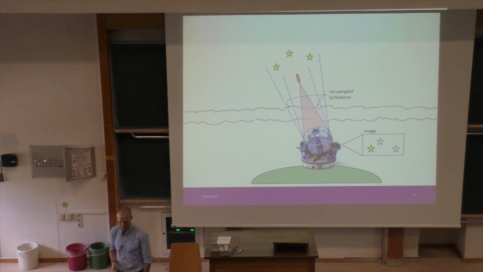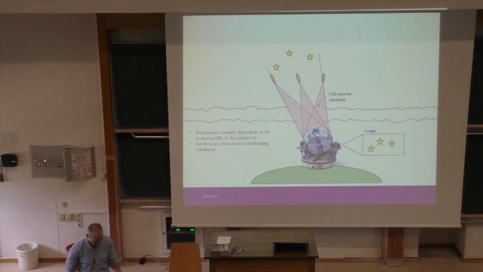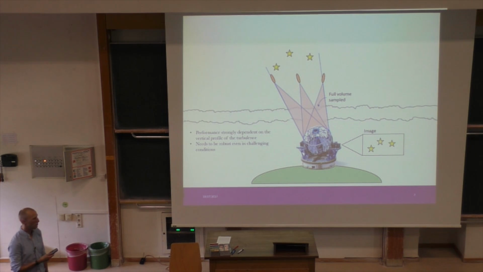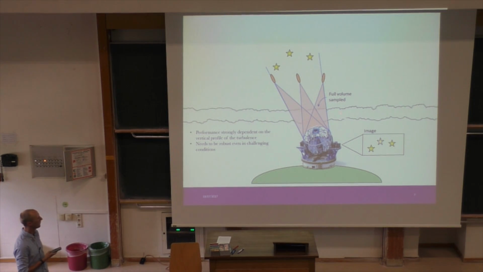So what do we do about this? Well, the solution is actually fairly simple. We have more lasers. If we have more lasers, then we sample all that turbulence, which means we can build a model, called a tomographic model, of the turbulence above the telescope, and then we can stabilise the position of these three stars, galaxies, whatever we're looking at.